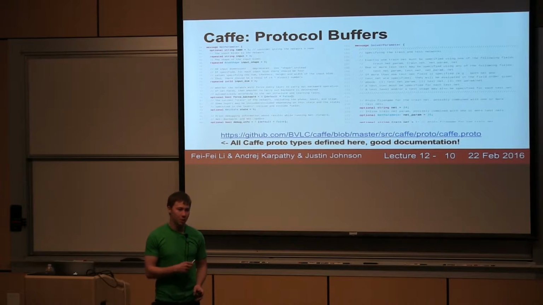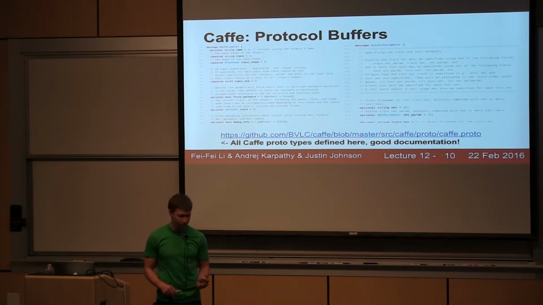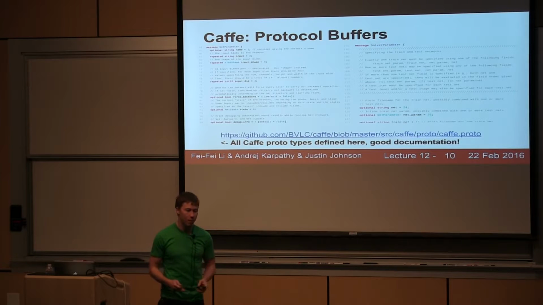So I'd really encourage you to check out this file and read through it if you have any questions about how things work in Caffe. Just to give you a flavor, on the left here this defines the net parameter, which is the type of protocol buffer that Caffe uses to represent nets. And on the right is the solver parameter, which Caffe uses to represent solvers. The solver parameter, for example, takes a reference to a net, and it also includes things like learning rate and how often to checkpoint and other things like that.